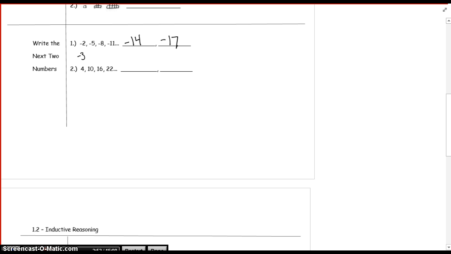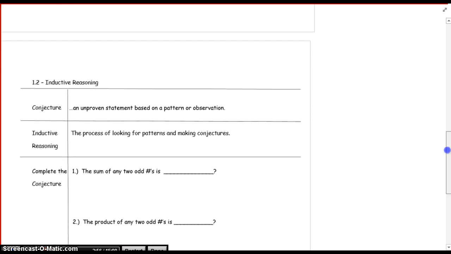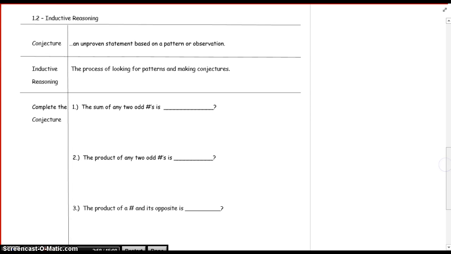Now, that's 1.1. 1.2, we're going to spice it up a little bit here. For 1.2, we're going to be looking at inductive reasoning. Now, this first word that we have here says it's a conjecture, which is an unproven statement based on a pattern or observation. Think of it this way.